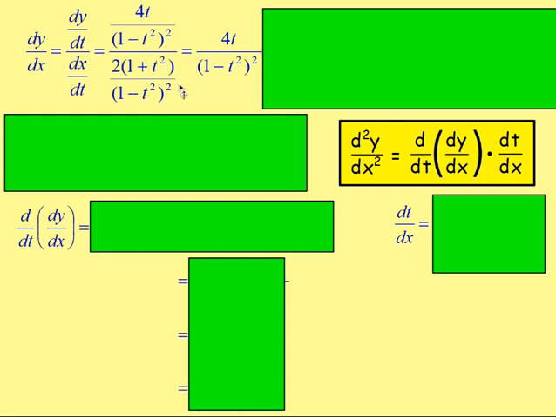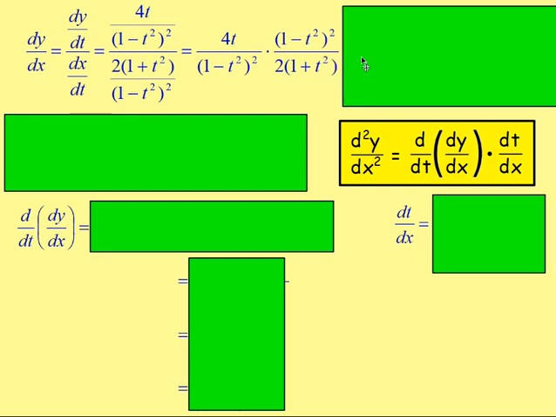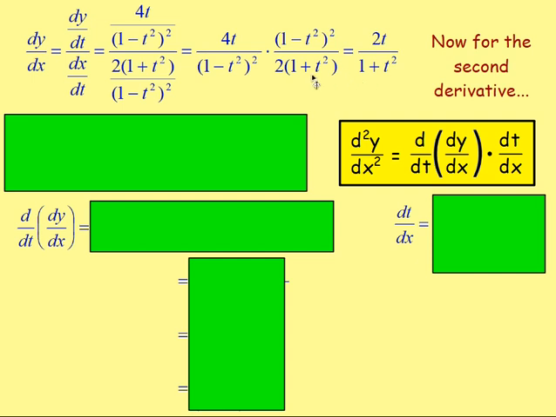You're dividing it by this one, but remember when you're dividing by a fraction, you flip this fraction upside down and change it to a times. And if you do that, you'll notice that it will simplify. Here you've got a (1 minus t squared) all squared, and here you've got a (1 minus t squared) all squared, so they will cancel out. Cancel out one from the top and one from the bottom.